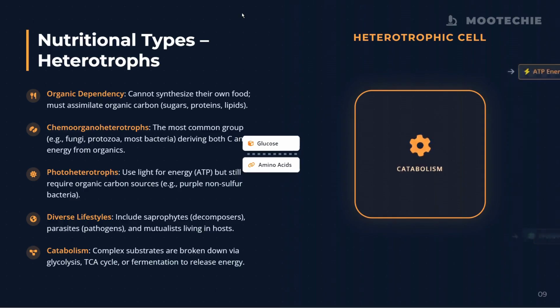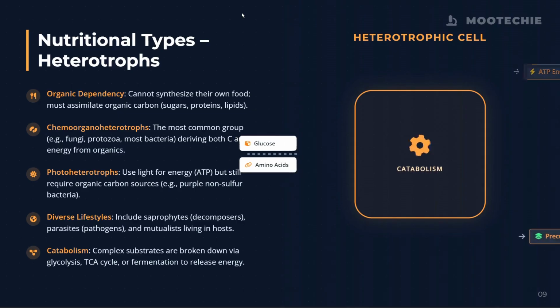A smaller but fascinating group are the photoheterotrophs. They can use light to generate ATP for energy, but still require organic compounds as a carbon source. They can't fix CO2. Purple non-sulfur bacteria are an example. Heterotrophs lead diverse lifestyles. They can be saprophytes, acting as decomposers that break down dead matter, parasites, which are pathogens that harm a host, or mutualists, living in beneficial partnerships with other organisms.